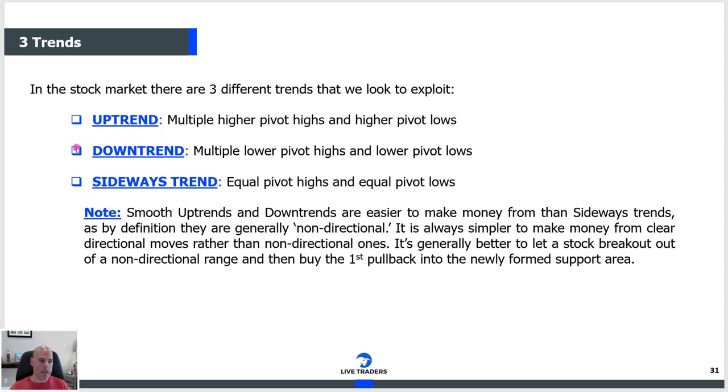Obviously, it goes without saying, it's easier to make money in uptrends and downtrends. Non-directional markets are very challenging to make money in because there's no catalyst to push the stock or the market higher, right? It's always easier to make money long when the market's going up. It's easier to make money short when the market's going down, assuming it's not overly extended, right? So the sideways trend is the tough one.